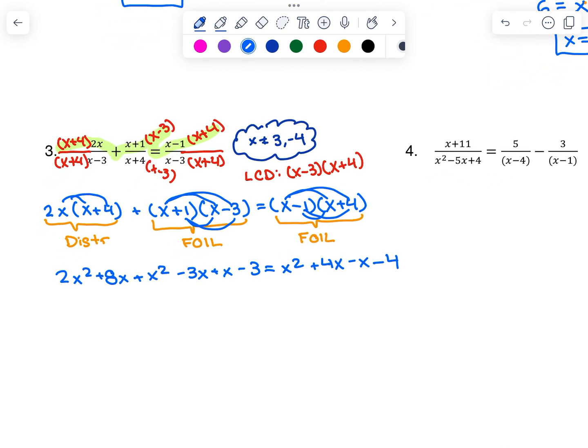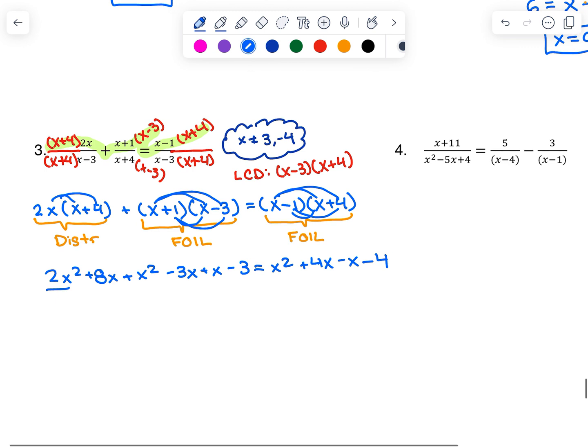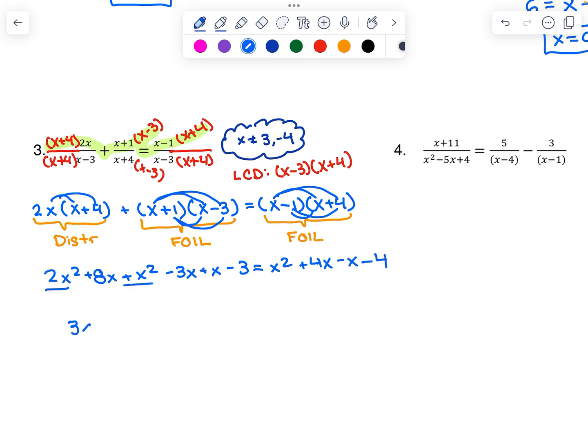I'm going to combine my like terms on the left. So I've got a 2x squared plus x squared. That's a 3x squared. I've got an 8x minus 3x plus x. That's going to get me a 6x. And then I've got the minus 3. On the right side, I can just combine the middle. 4x minus x is going to give me a positive 3x.